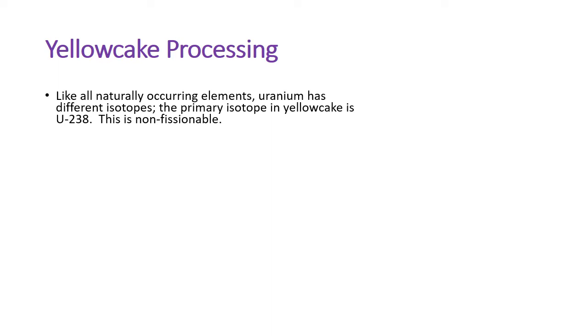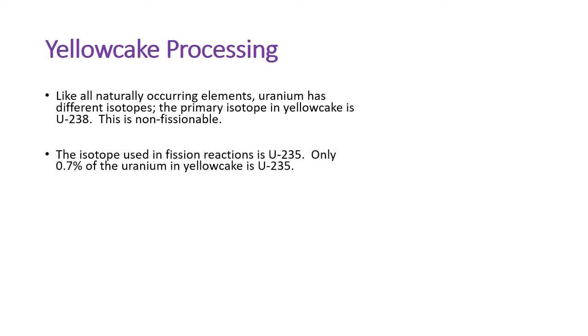The yellow cake itself is not ready for use in the reactor. It too needs to be processed. The first problem that we have is that the uranium in yellow cake is multiple isotopes. All elements occur in multiple isotopes, but in yellow cake, the primary isotope is uranium-238. This is a non-fissionable isotope and is not useful in the reactor. The fissionable isotope that we use in reactors is called uranium-235, but only 0.7% of the uranium in yellow cake and in natural ore is uranium-235.